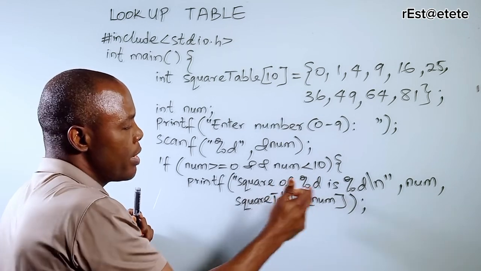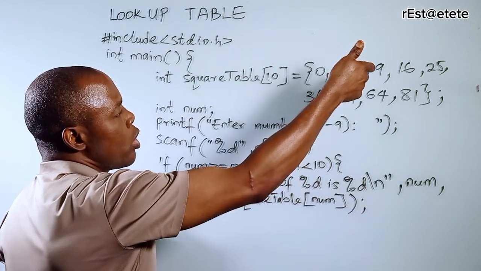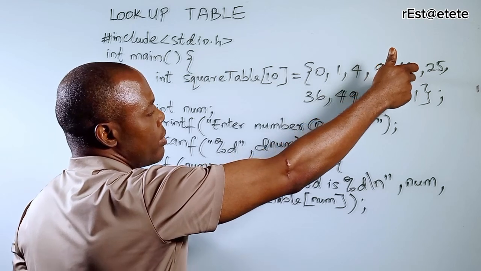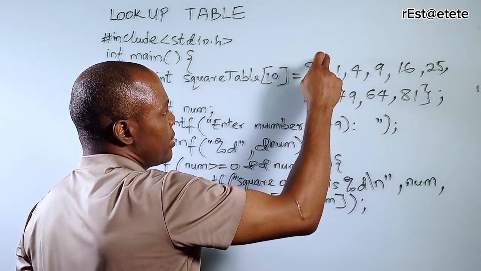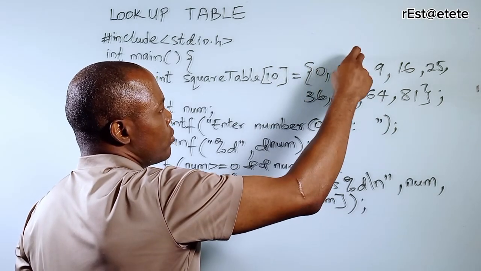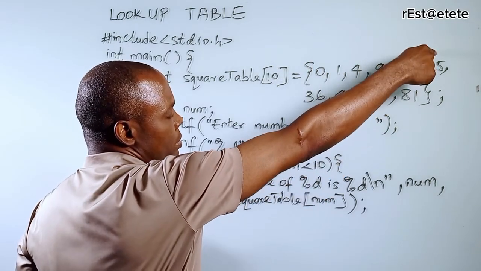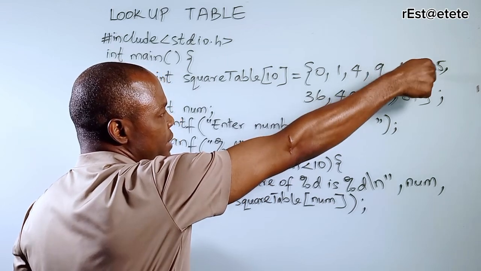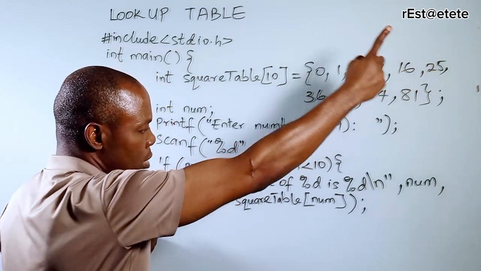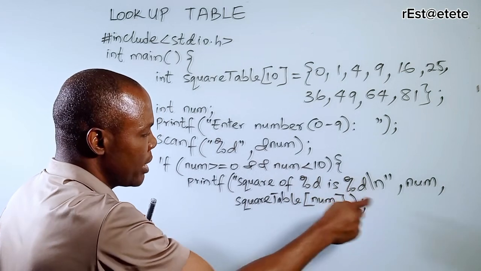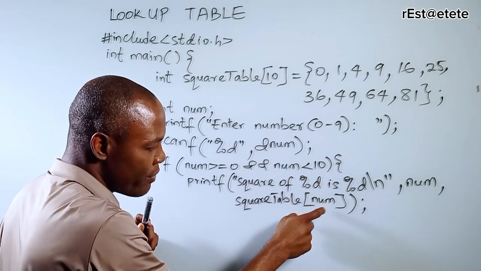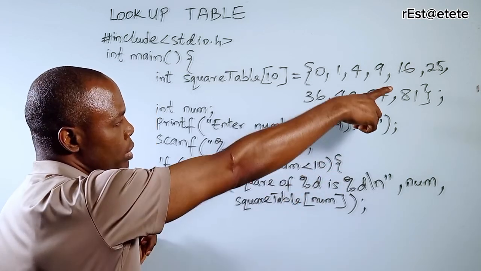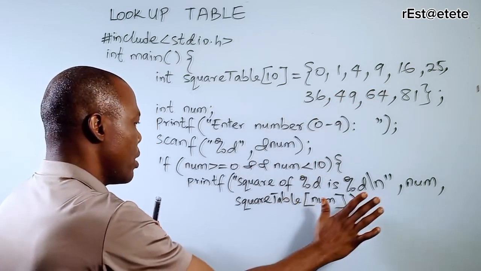Let's say you supply 5. Square of 5 is, it will look up this table and find out, 0, 1, 2, 3, 4, 5. It will look up the table and tell you the value that is in that place, which is 25, and print it out. So that's why you're having this square table num. Whatever is supplied to this place is going to be looked up in this table and the value printed out.